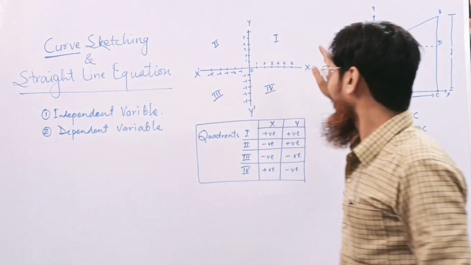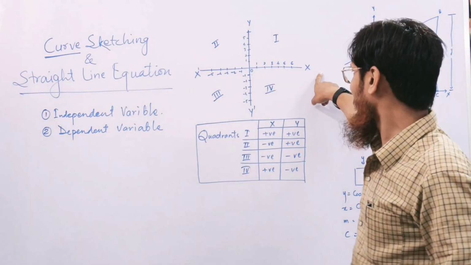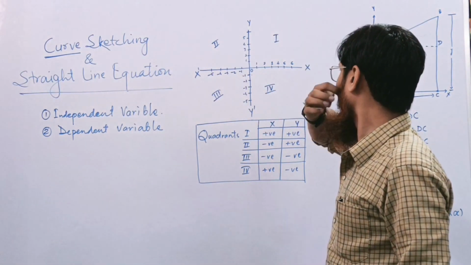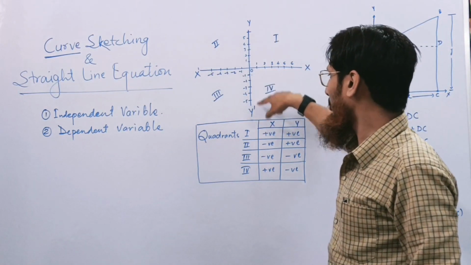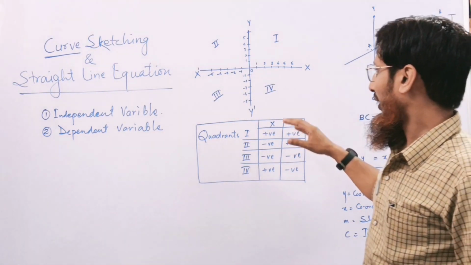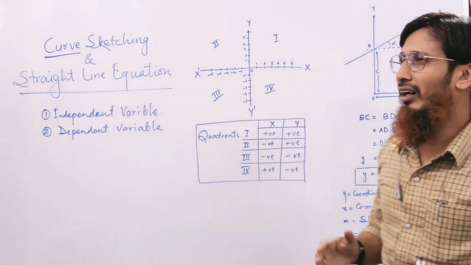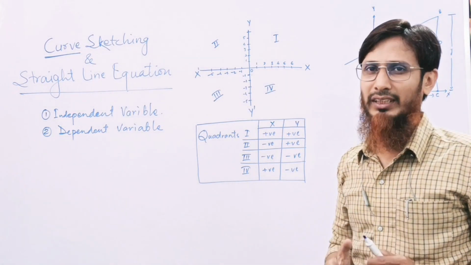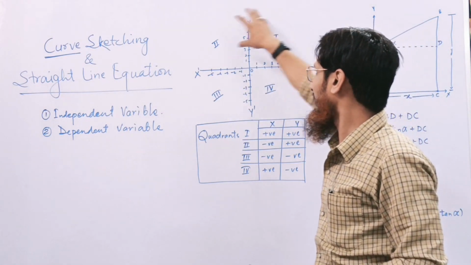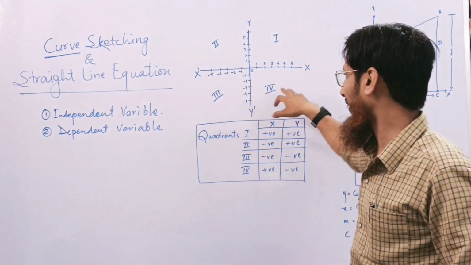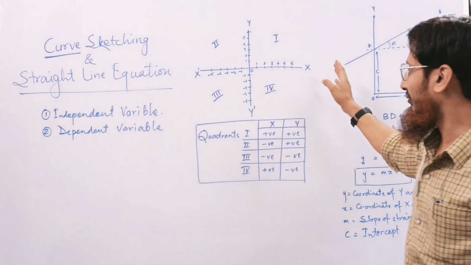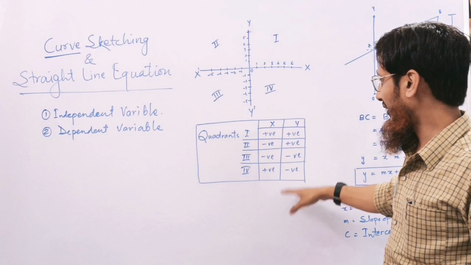So we need two axes. One is the x-axis, taken as XOX dash, and the other is the y-axis, that is YOY dash. Okay. Now, whenever we have two axes perpendicular to each other, we have four quadrants, four sections. The first one is this, the second one is this, the third one is this, and the fourth one is this. These four quadrants have different signs for the values of x and y.